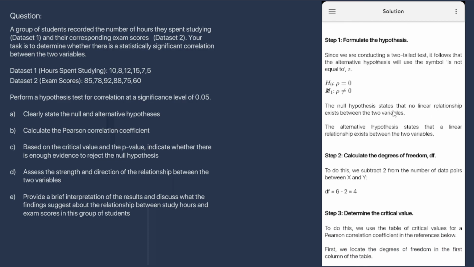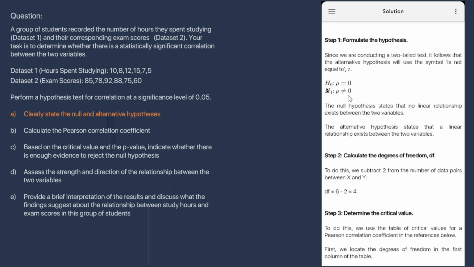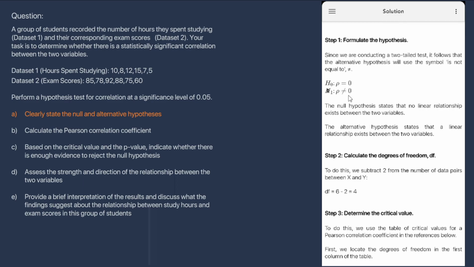The null hypothesis states that no linear relationship exists between the two variables, and this is symbolized by a Pearson correlation coefficient that is equal to 0. And the alternative hypothesis states that a linear relationship exists between the two variables, and this is symbolized by a Pearson correlation coefficient that is not equal to 0, meaning it can either be positive or negative. Now we have clearly stated the null and alternative hypothesis.